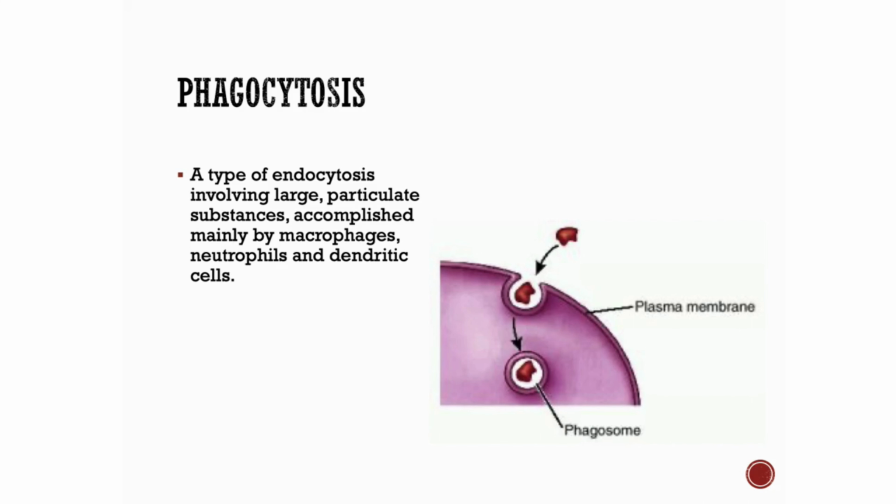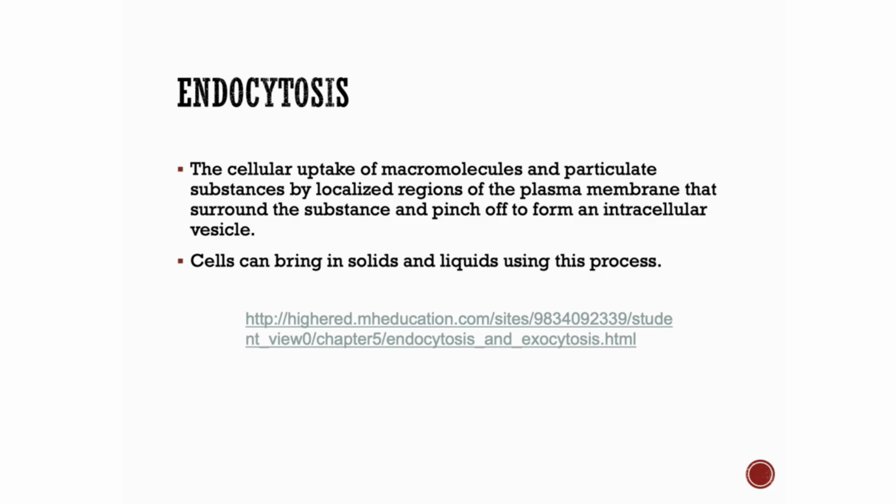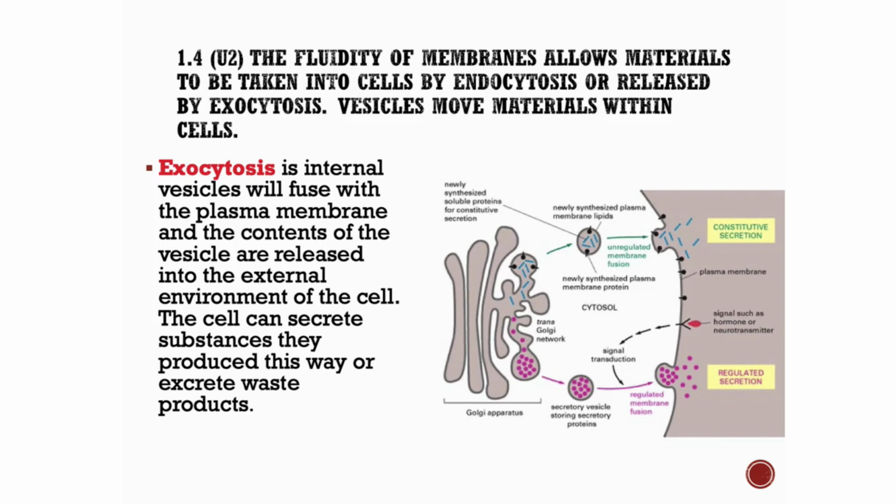It's a type of endocytosis involving large particulate substances, accomplished mainly by macrophages, neutrophils, and dendritic cells, as you see. Endocytosis is the cellular uptake of macromolecules and particulate substances by localized regions of the plasma membrane that surround the substances and pinch off to form an intracellular vesicle. So remember that in endocytosis the plasma membrane is pulled inward and creates the vesicles inside.